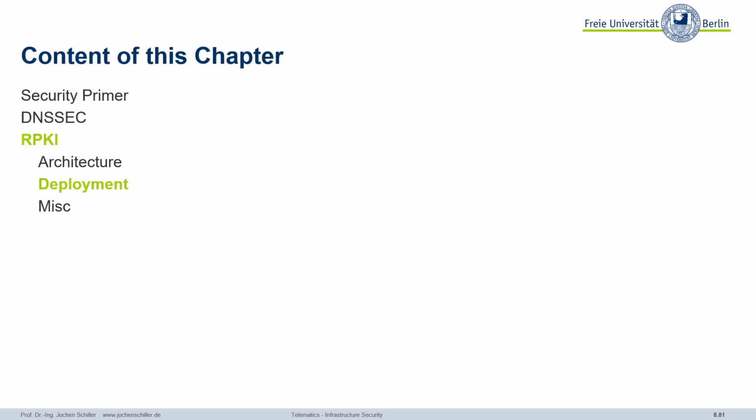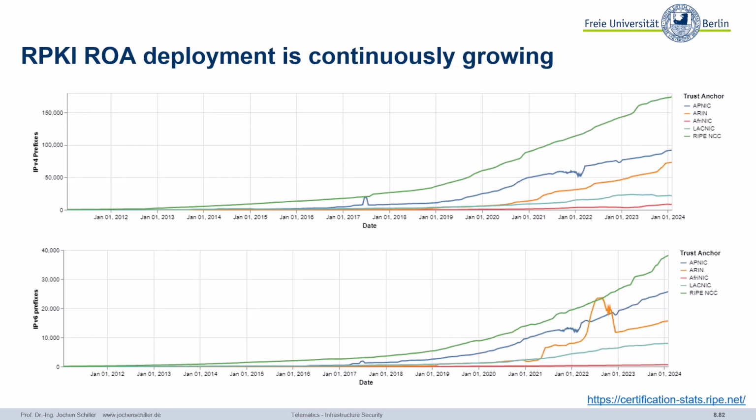Okay, so that's roughly the principle. And is this used? Yes, continuously growing. This gives examples for IP version 4, the upper graph, and version 6, the lower one.